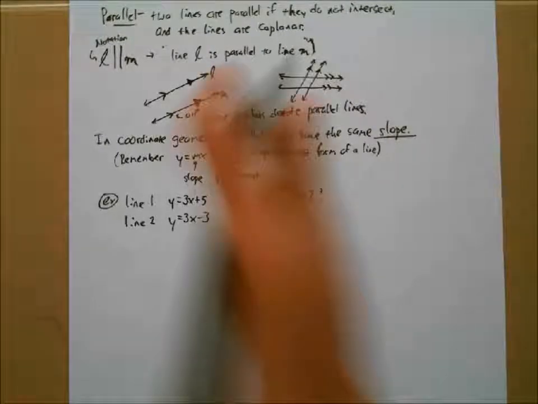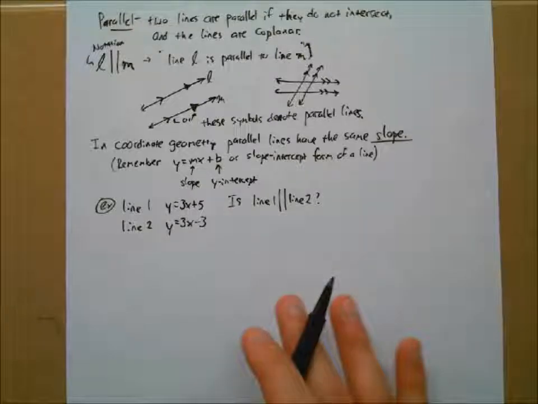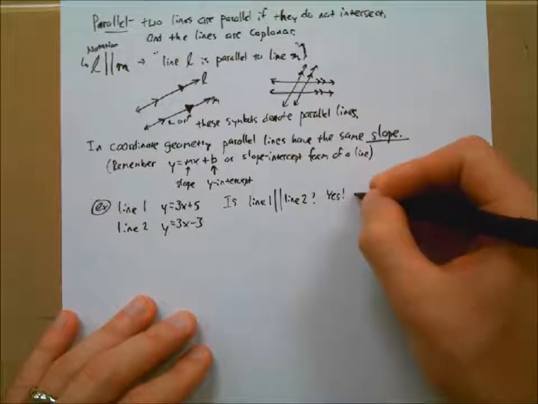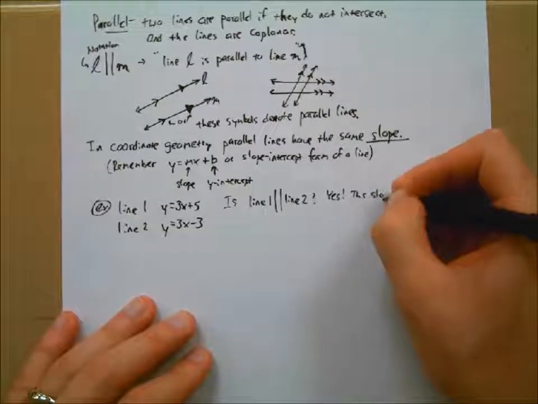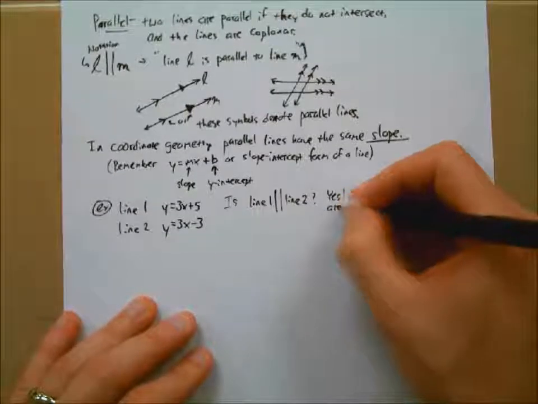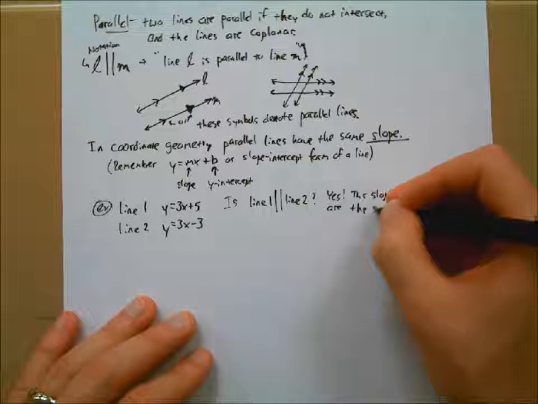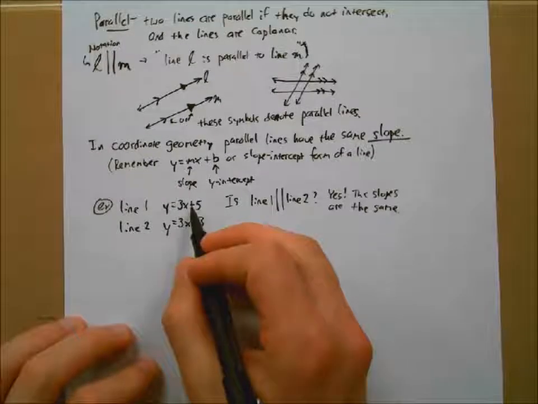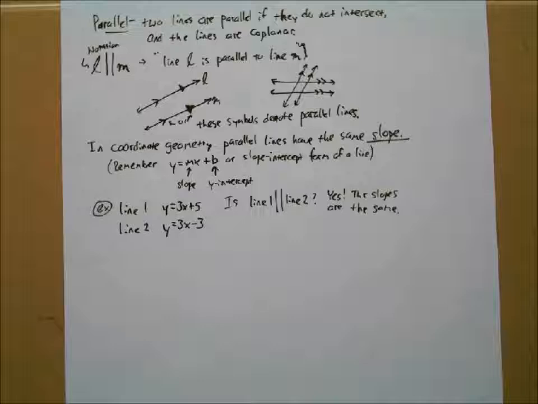Yes, the slope for this one's 3, the slope for this one's 3. They have different y-intercepts. So yes, the slopes are the same. And technically we should also say they have different y-intercepts. Because if both of these lines had the equations 3x plus 5, would those lines be parallel? No, right?